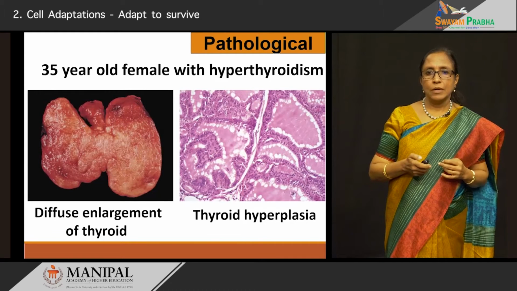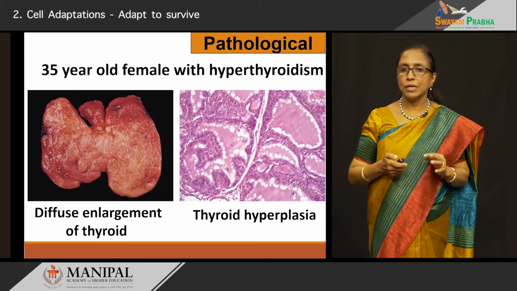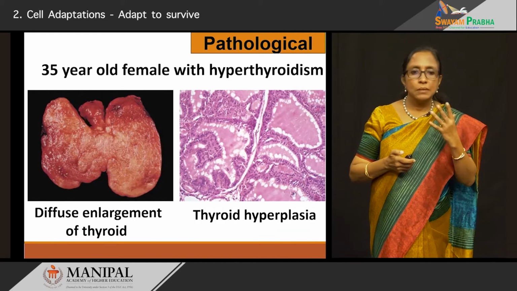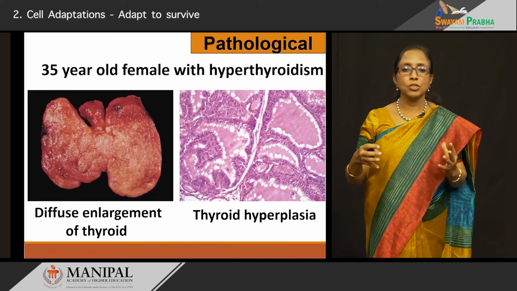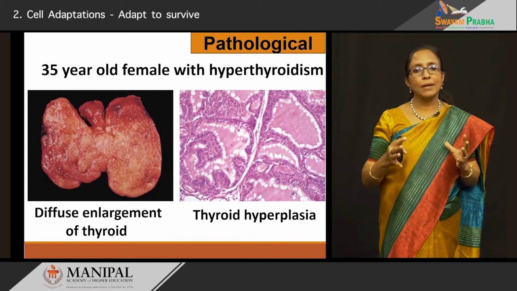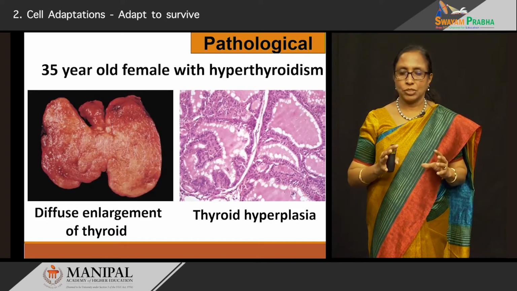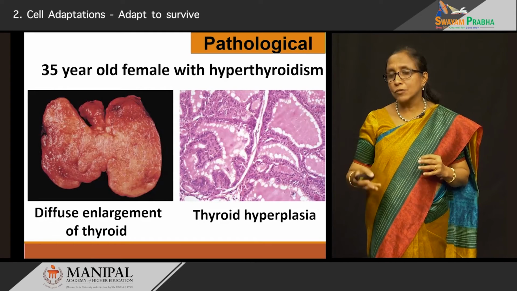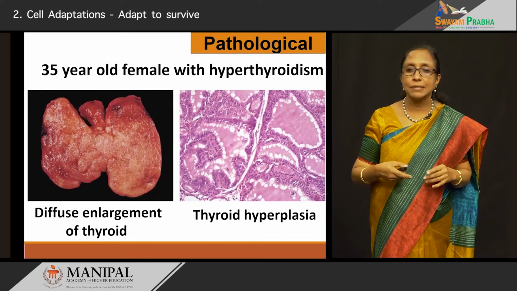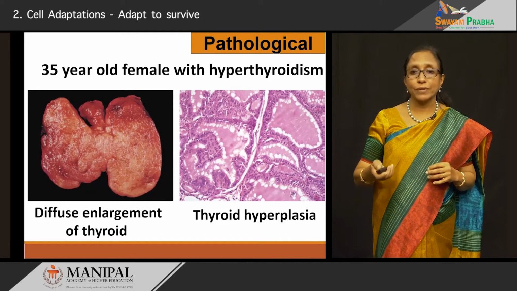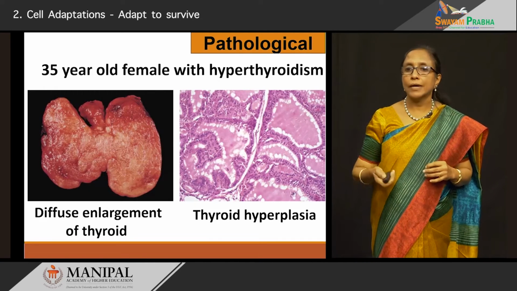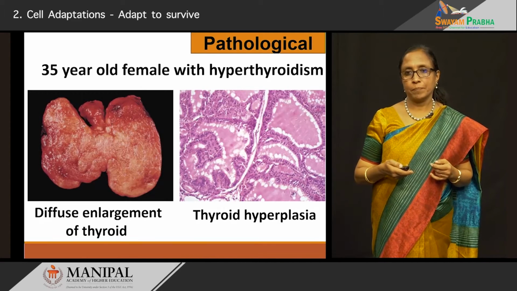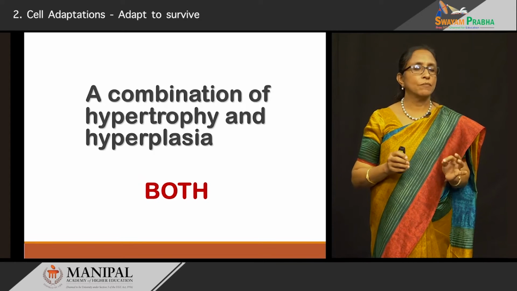Then another state, a 35-year-old female with hyperthyroidism. She has features of hyperthyroidism, and her thyroid, which has been removed, shows a diffuse enlargement of the thyroid. That is, both the lobes are enlarged, and we see that the whole thyroid is enlarged. So, there is an increase in the thyroid size. But when we look at the microscopy, when we look at the epithelium, we see that the follicular lining cells of the thyroid are proliferated too. There is hyperplasia of the thyroid tissue. So, this again is one pathological condition where we can get hyperplasia. There are many examples, but just to give one or two examples.